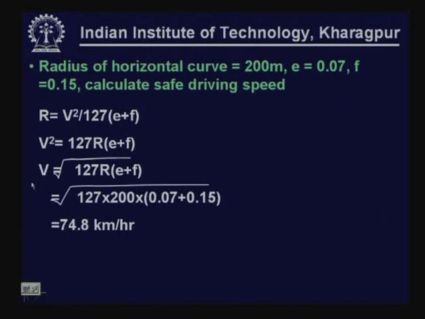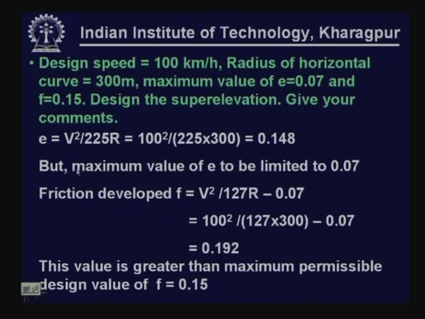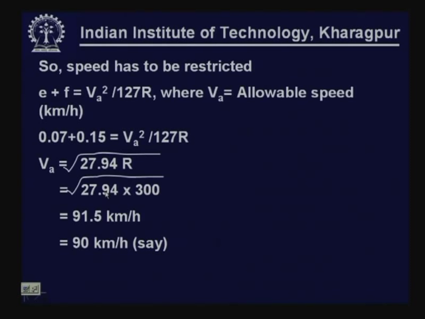Next, the design speed is 100 kilometers per hour, all these things are given. So, we design super elevation considering V square by 225 R, and the calculated super elevation becomes 11.48%, more than 7%. Check for F, the F value also is more than the permissible value of 0.15. So, we recommend a speed restriction. The restricted speed we calculate by taking the permissible E and permissible F, and again using the same equilibrium equation E plus F equal to V square by 127 R. Here the restricted speed is around 90 kilometers per hour. Thank you.